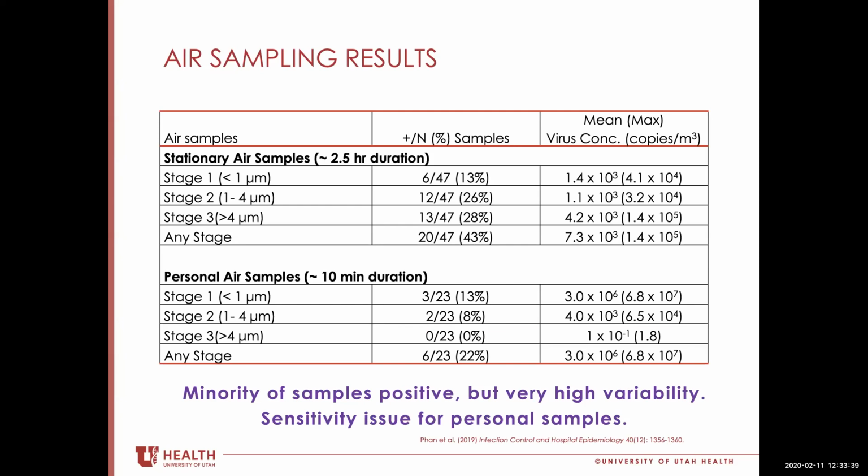We did air sampling in two ways. We placed stationary air samplers in the patient rooms within about a meter and a half of the head of the patient's bed. They sampled for about 2.5 hours. And we had a total of 47 stationary samples.